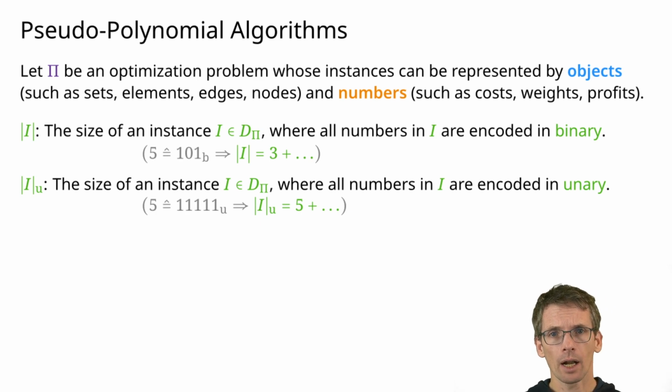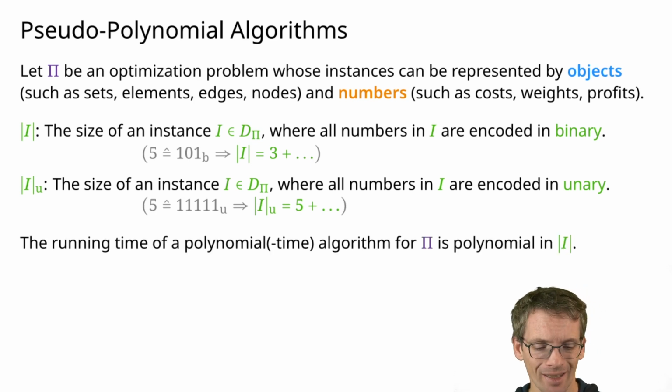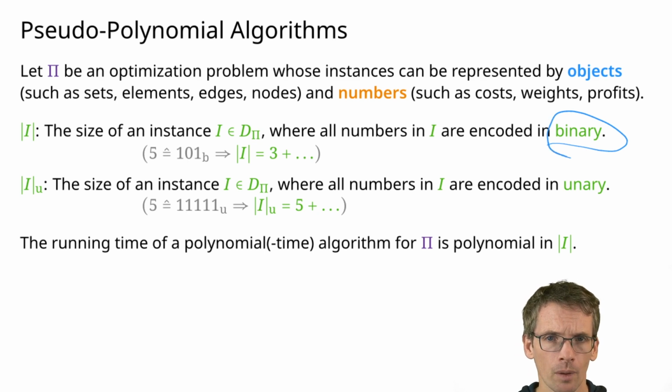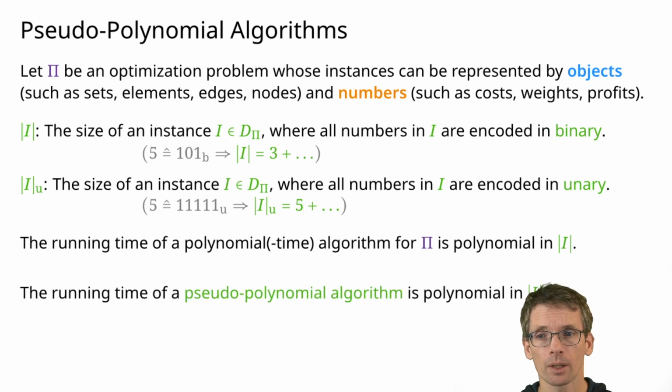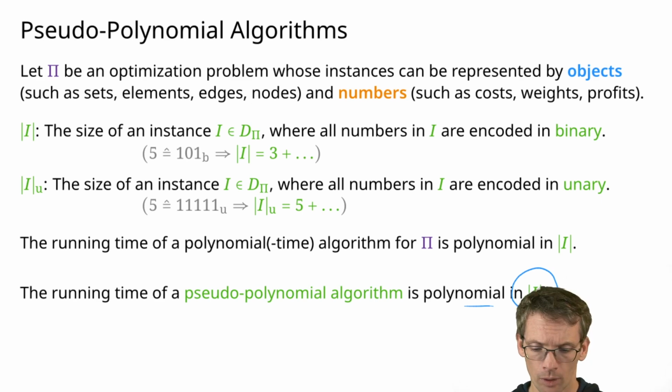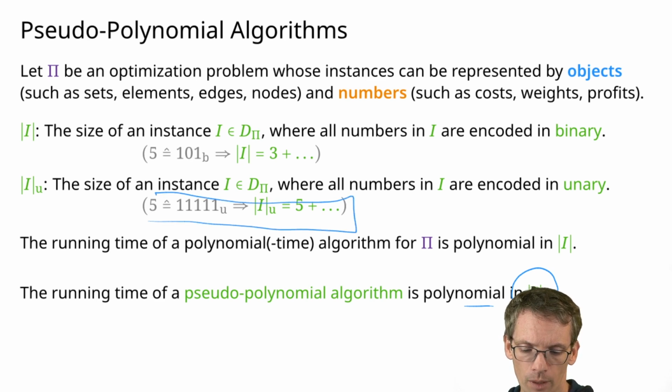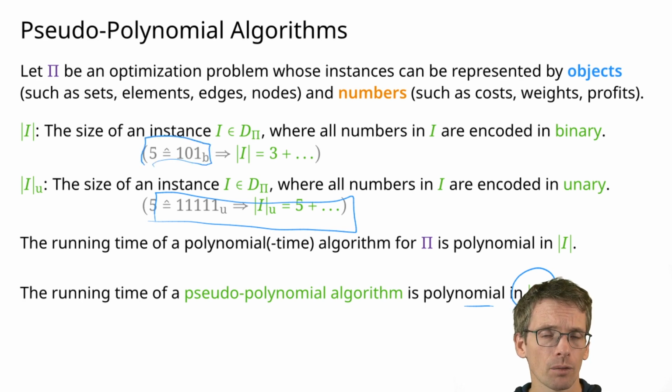Now, we call an algorithm a polynomial time algorithm if it is polynomial in the input size, as encoded in binary. And now, in contrast, a pseudo-polynomial time algorithm is one that is polynomial in the input size when encoded in unary. So this is a much weaker concept, because the unary encoding can result in something that is exponential in what you would get if you have a binary encoding. Here you get the logarithm of 5. Here you simply get 5 itself. So this is exponential in this number 3.